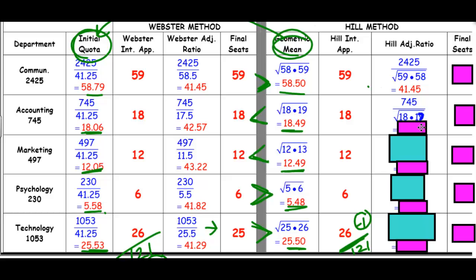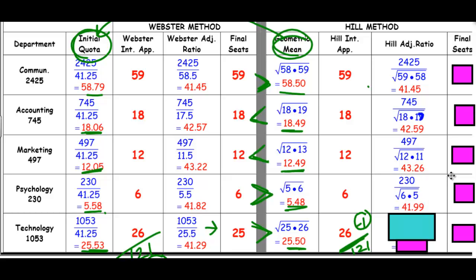If you find that value, it's 42.59. Next we have 497 divided by the square root of 12 times 11. That's 43.26. Then we've got 230 divided by the square root of 6 times 5, so 41.99. And for the last one here, we have 1053, and we are dividing it by the square root of 26 times 25.